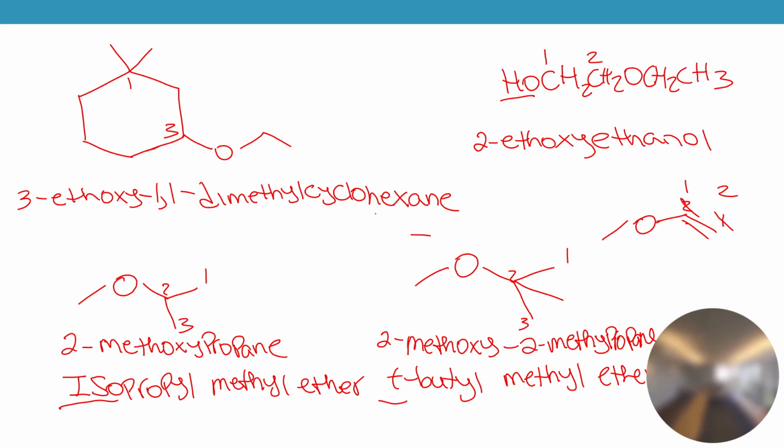So this would just be a methoxy. It can't be a 2, right? It has to be a 1, no matter what. Methoxyethylene or methoxyethene. Ethylene is actually a common name, but it's accepted by IUPAC. So methoxyethene is also IUPAC. It's the more correct IUPAC.